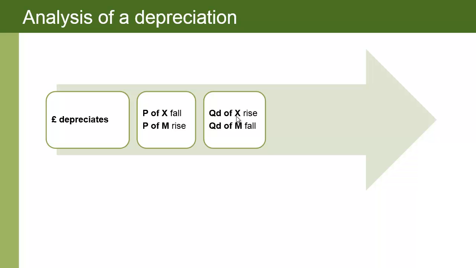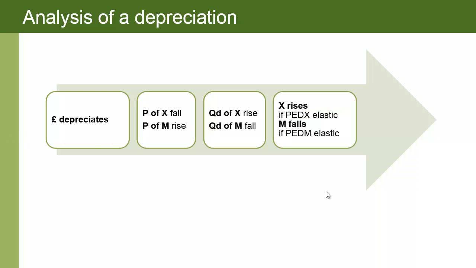Now, if you remember those supply and demand diagrams, price and quantity are inversely related. So if the price of exports falls, then the quantity of exports is going to rise. Similarly, this rise in the price of imports means that the quantity of imports will decrease.